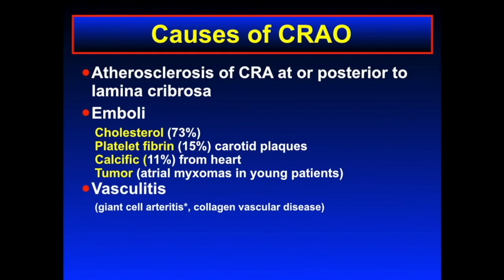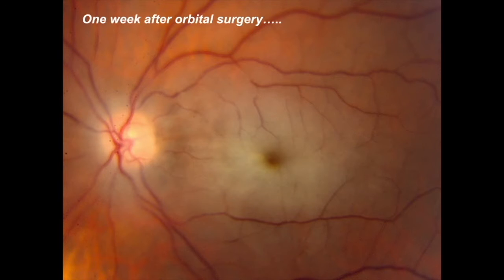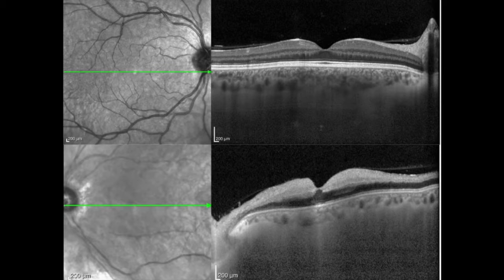Vasculitis can also give rise to artery occlusion and ischemic optic neuropathy. You always have to worry about giant cell arteritis and do the appropriate laboratory tests. Here's an example, a patient that returned a week after orbital surgery with NLP vision and a milky retina. We compare the fellow eye with the eye with the artery occlusion. You can see the area of the central retinal artery, the territory is totally involved in the artery occlusion.